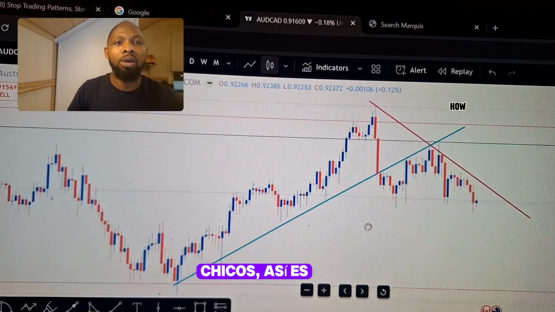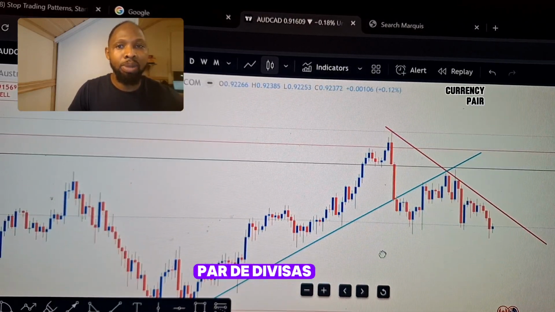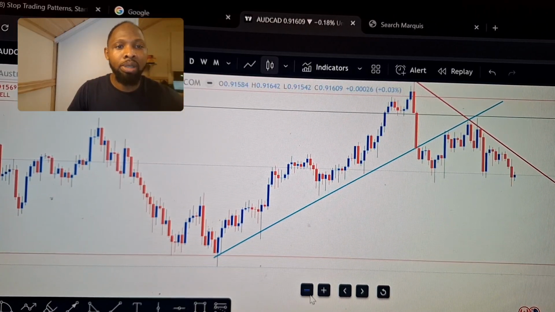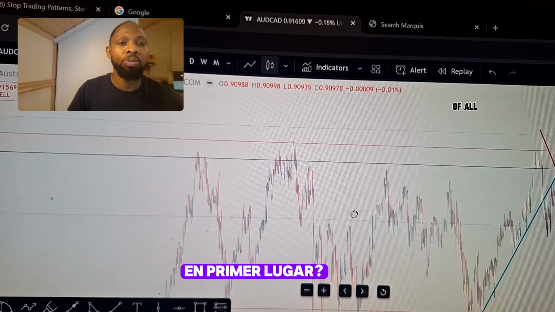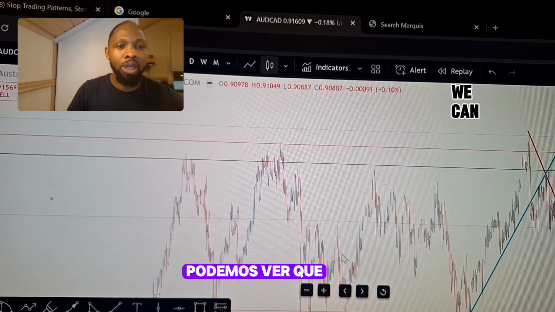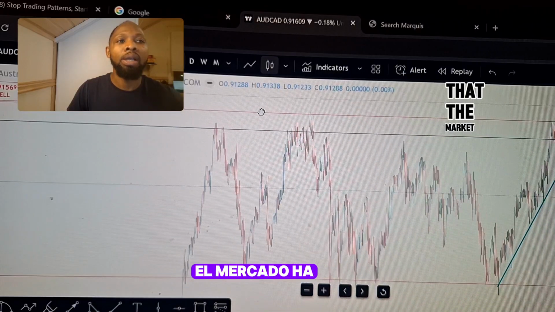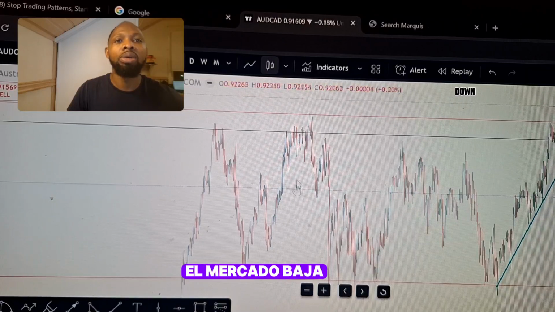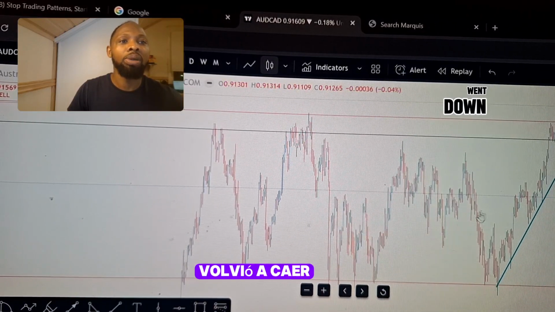Guys, this is how I am looking at this currency pair for the coming week. That is what I'm anticipating. Why did I decide it? First of all, we can see that the market has reached a resistance level. When the market got to this level, it went down, and then a second time it went down again.